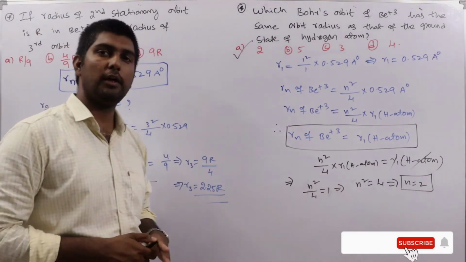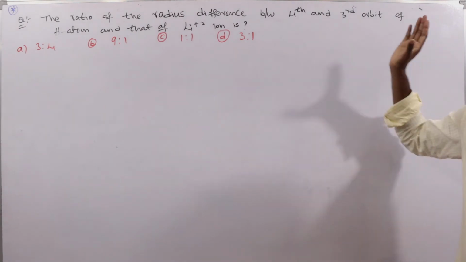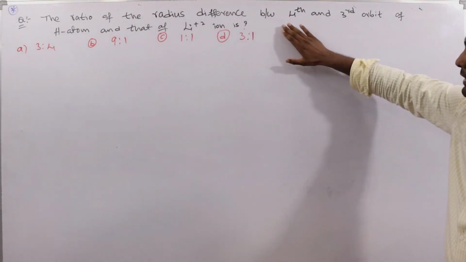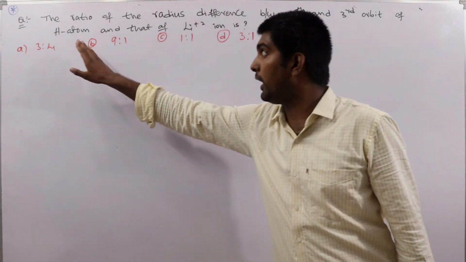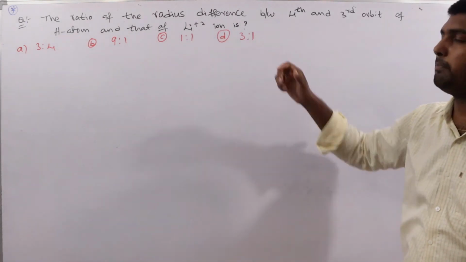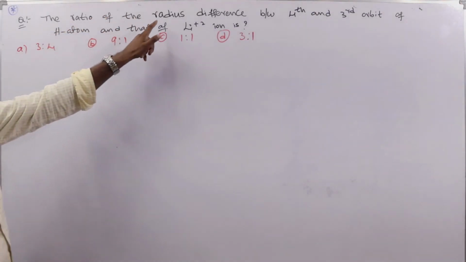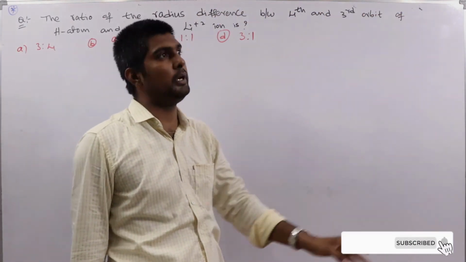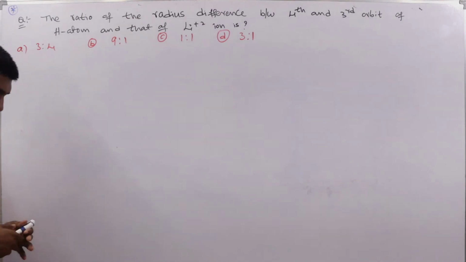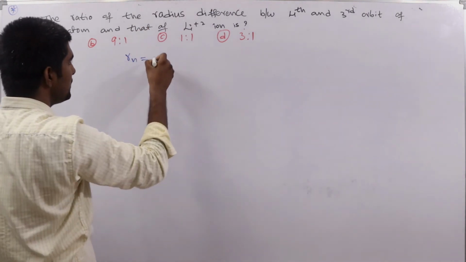Next, let us see another very important model. Now another very important model, this one: the ratio of the radius difference between fourth and third orbit of hydrogen atom and that of lithium plus 2 ion is. Okay, so what we have to find out? The ratio of the radius difference between fourth and third orbit of the hydrogen atom and that of lithium plus 2 ion. Here also, what is the formula which is used to solve this problem?